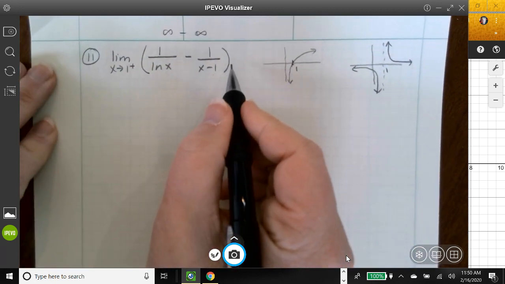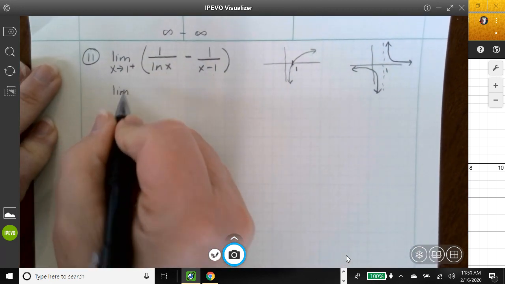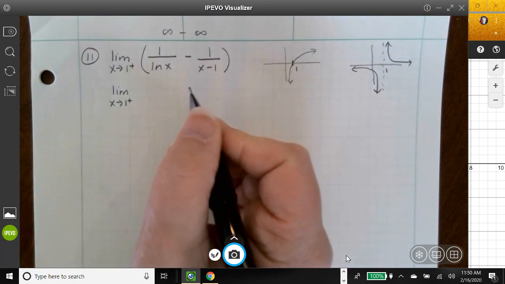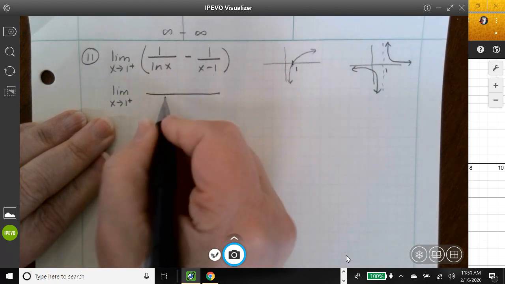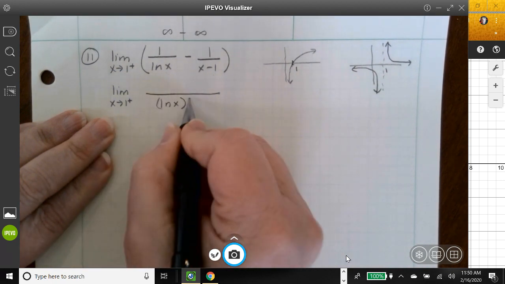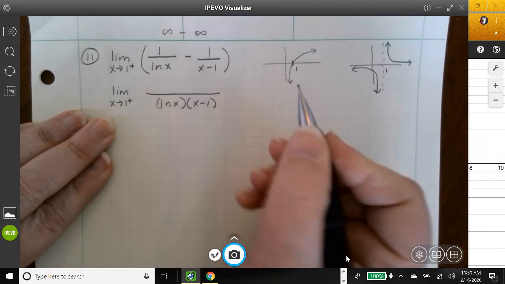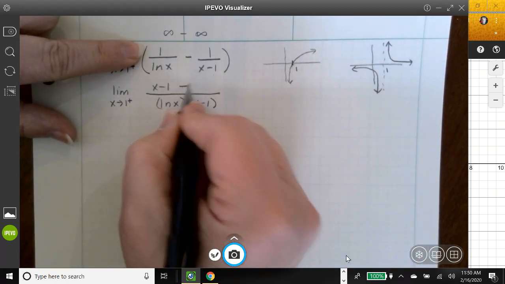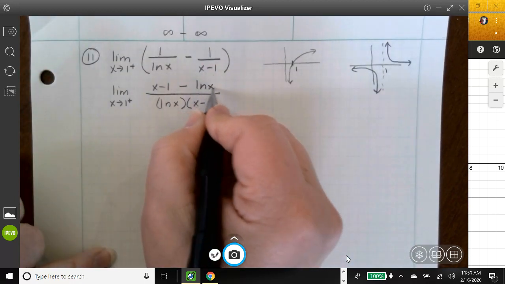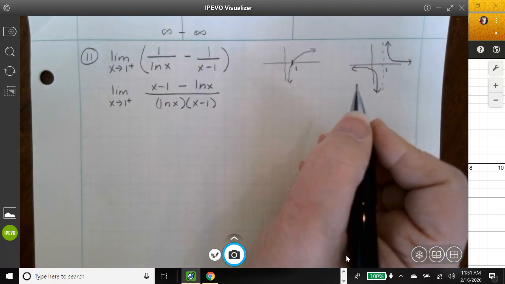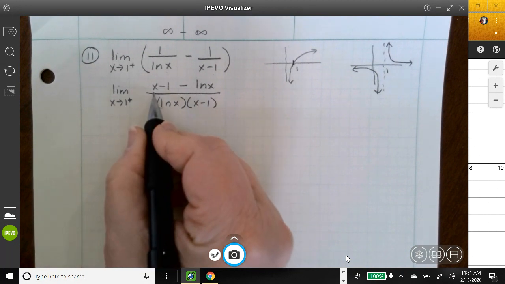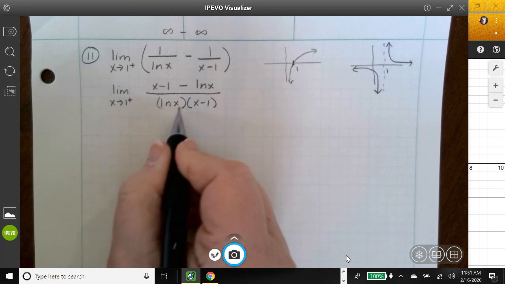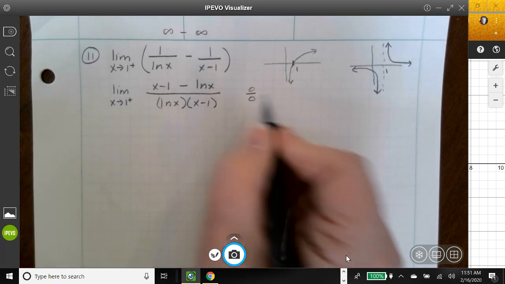I have to get it in a fraction form in order to use 0 over 0 or infinity over infinity. That's indeed what it turns out to be. So the strategy on this one is to find a common denominator, which is natural log of x times x minus 1. So I have to multiply this fraction by x minus 1, minus, and I multiply this fraction by natural log of x. So what happens when I plug in 1? We get 1 minus 1 minus the natural log of 1, which is 0, and the natural log of 1 on the bottom here is 0. So this is 0 over 0.